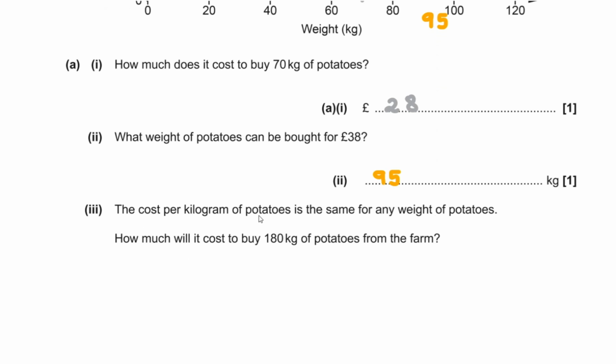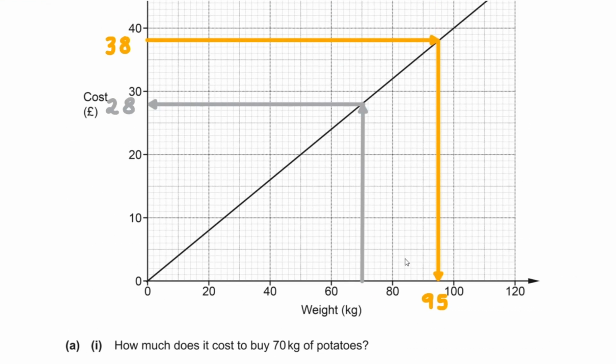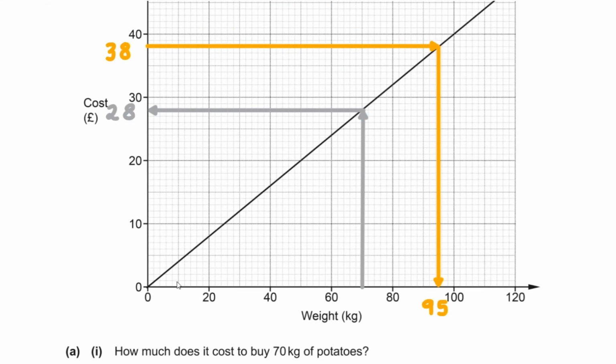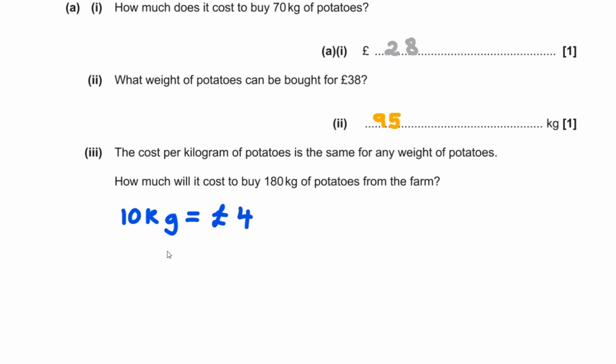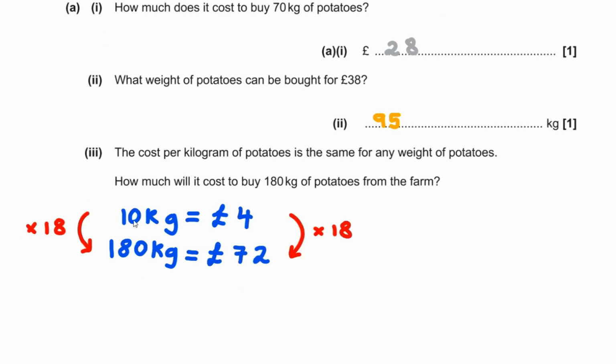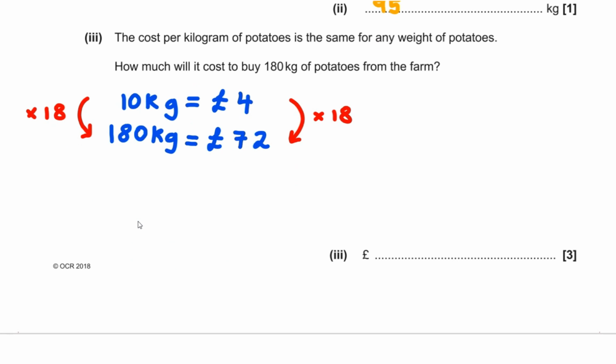Next, the cost per kilogram of potatoes is the same for any weight of potatoes. How much will it cost to buy 180 kilograms of potatoes from the farm? What we can do is first of all find out how much it will cost for 10 kilograms. For 10 kilograms, it costs 4 pounds. And therefore, for 180 kilograms, we multiply by 18. 18 times 4 is 72. So we have 72 pounds.